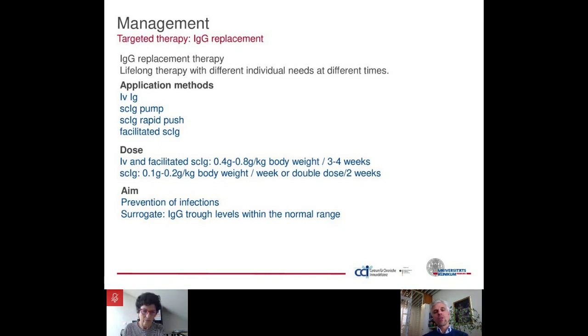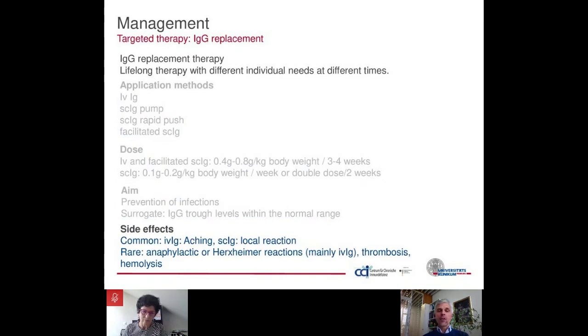The starting dose is usually 0.4 grams per kilogram body weight, which we apply every 3 to 4 weeks in patients on IV treatment, or 0.1 every week for subcutaneous, but we adjust it so that the aim of preventing infections can be achieved. The surrogate marker for that is that we reach IgG trough levels within the normal range, but this can mean for one patient that he needs a trough level of 10 grams per liter, while others are doing well with 7 grams per liter in the adult population.